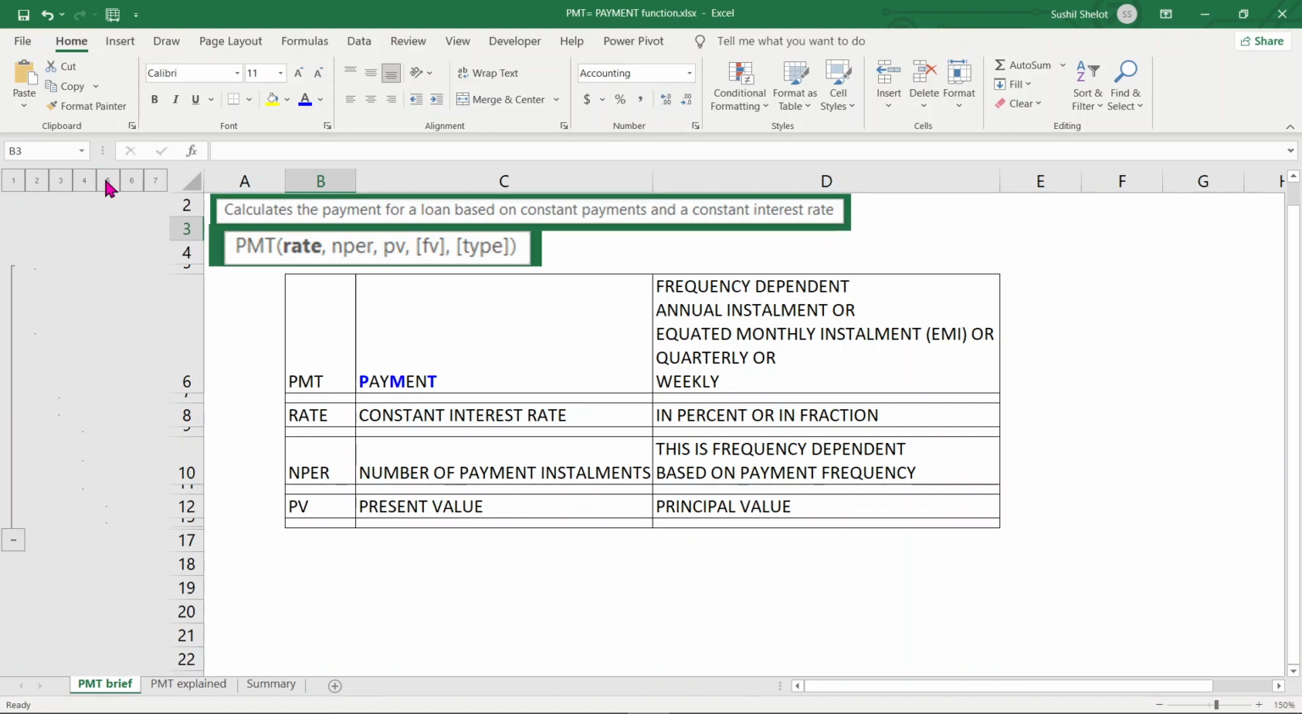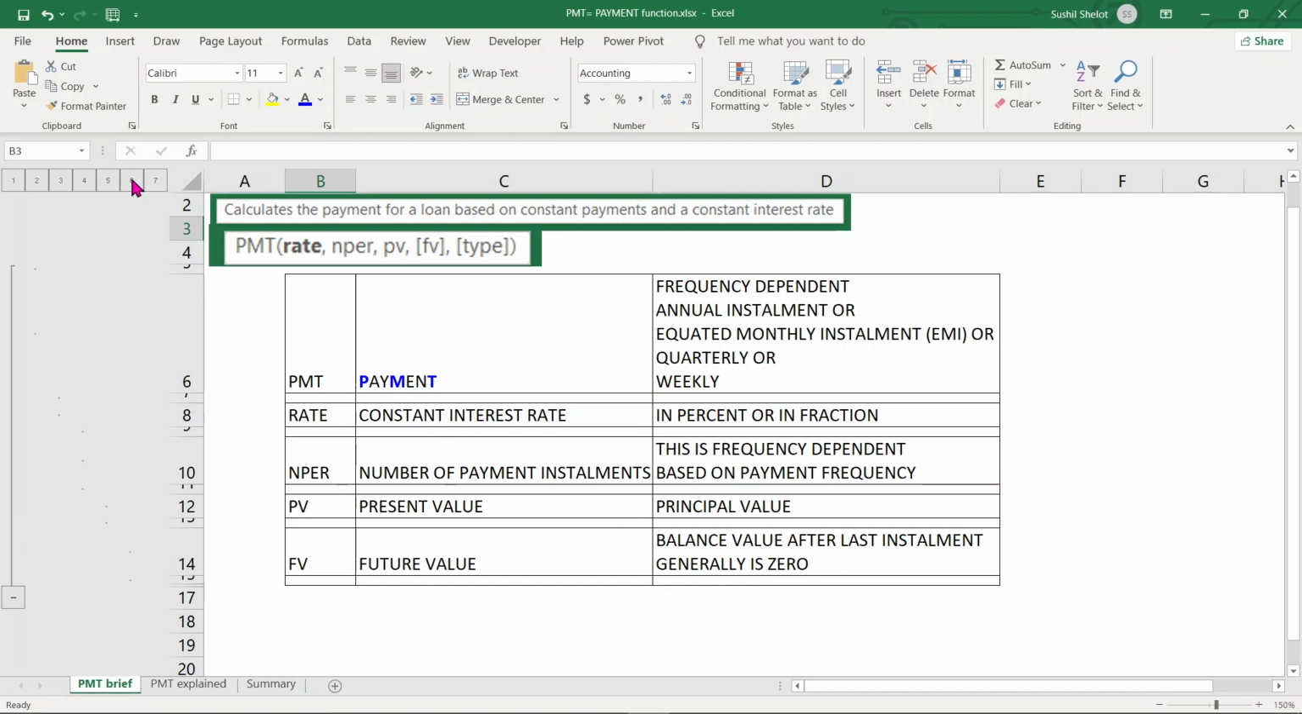PV, that is the present value, is nothing else but the amount of money, in whatever currency it is, that is taken as a loan by the person. The next thing, which is optional, is the future value. Future value is the balance value after the last installment. Generally it is zero in case of repayment of loans, because no one wants to keep a loan balance, and all the amount drawn as loan is returned along with the interest for the given frequency values.